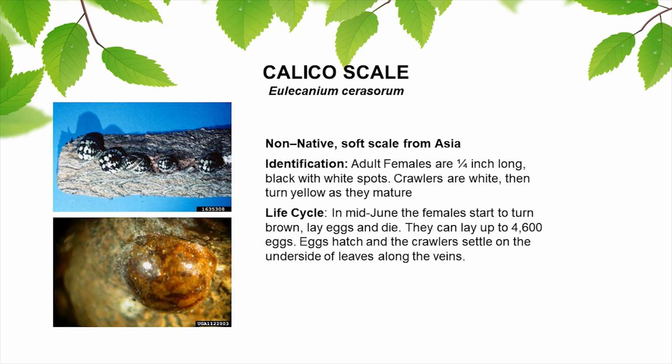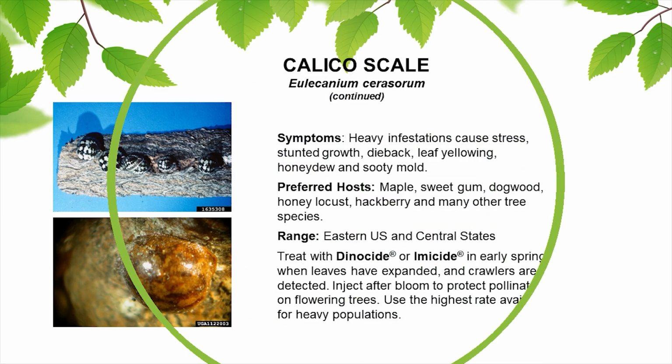Calico Scale adult females are 1/4 inch long, black with white spots. The young crawlers are white, then turn yellow as they mature. In mid-June, the adult females start to turn brown. They lay eggs and then die. They can lay up to 4,600 eggs. The eggs hatch and the crawlers settle on the underside of leaves along leaf veins.